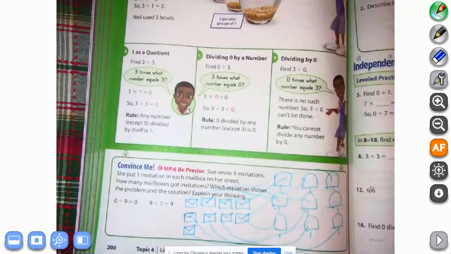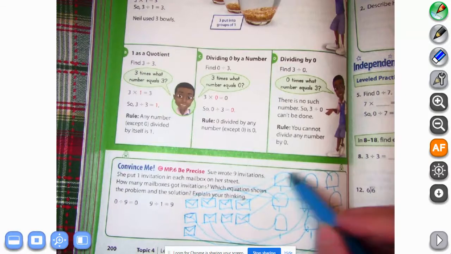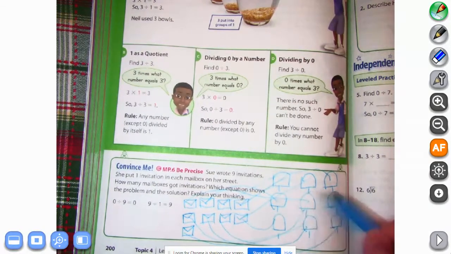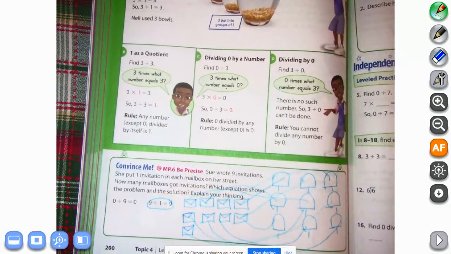Okay, so how many does each one get? They get 1. And how many times did I do that? I did that 9 times. So the equation that explains the problem is 9 divided by 1 equals 9.